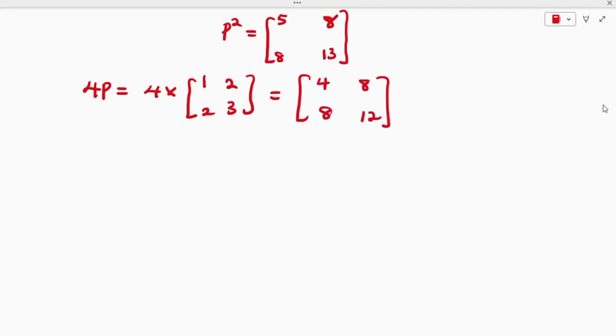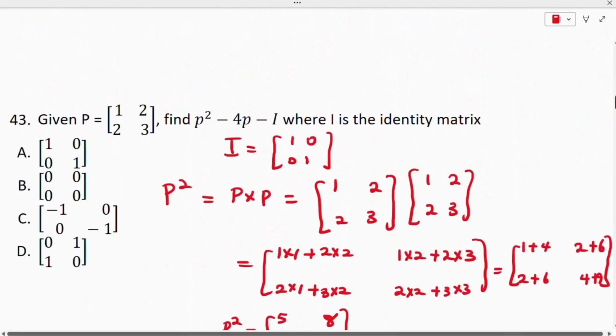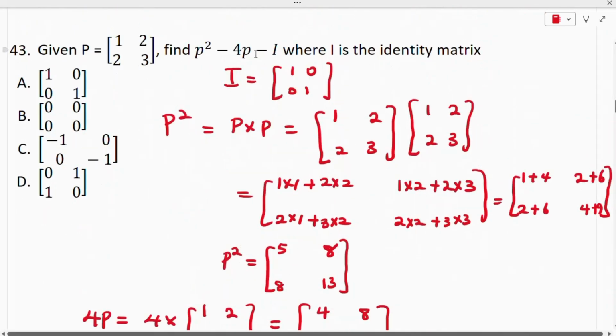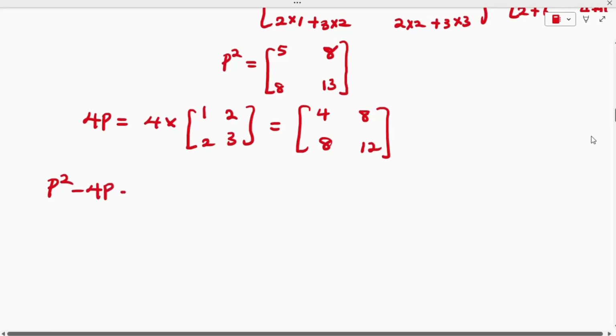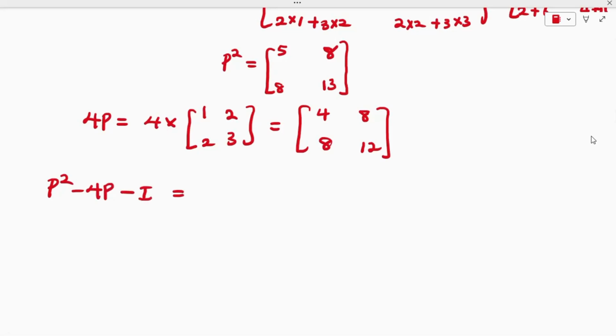So we have 4p. And from the question, we are to find p squared minus 4p minus I, right? So we already know what each of these stands for. So we're going to say p squared minus 4p minus I, where I is the identity element. So we're going to solve for p squared minus 4p.